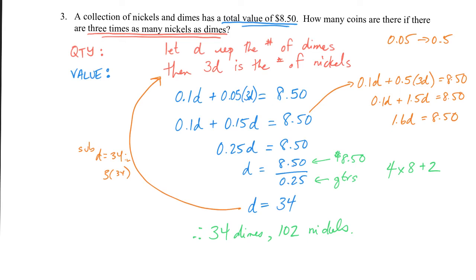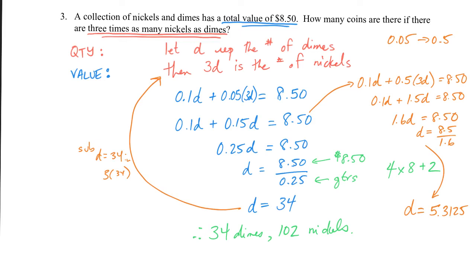So now I'm going to divide my 8.5 by 1.6, and I'm going to get that D equals 5.3125. Okay, I'm hoping that everybody can tell that we must have made a mistake. And I mean must have made a mistake. Because how can I have 5.3125 dimes?